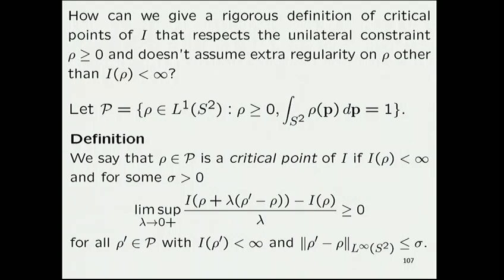We're going to say that a probability measure rho in P is a critical point if I of rho is finite, and if for some sigma bigger than 0, this lim sup of a difference quotient, which is the sort of thing you would expect to get as a kind of variational inequality, this lim sup is bigger than or equal to 0 as lambda goes to 0 for all rho prime with I of rho prime finite and rho prime sufficiently close to rho in L infinity, such that the L infinity norm of rho prime minus rho is less than or equal to this sigma.